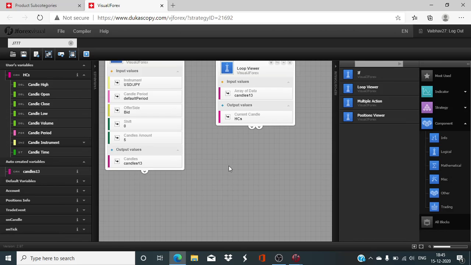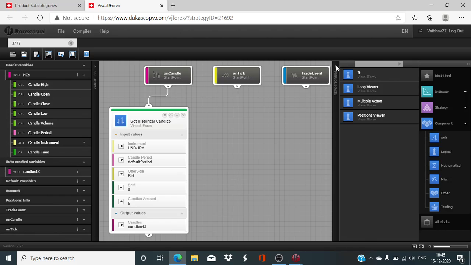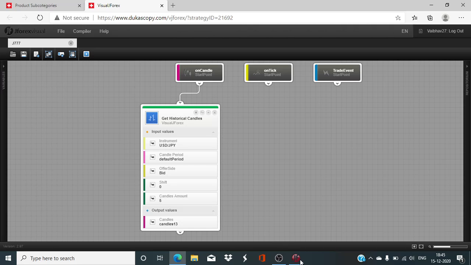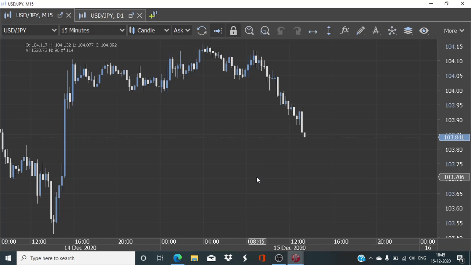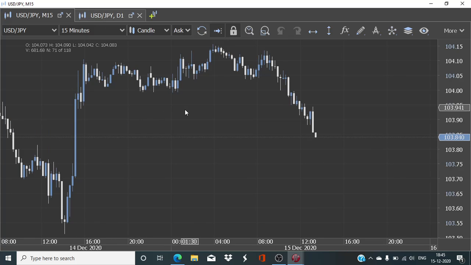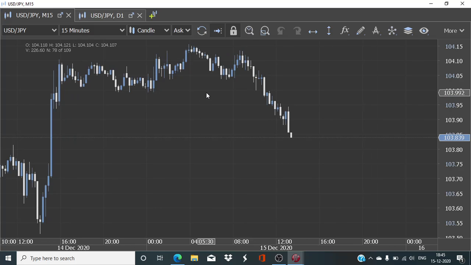So that's it from my side for today's session, and I hope you have been able to understand the logic behind the use of this get historical candles block. These are very useful when you are looking at multiple candles, and you want to retrieve the data points and define the conditions. In such circumstances, it is better to use the get historical candles block rather than using only one single candle to define and set the conditions for profitable trading opportunities.